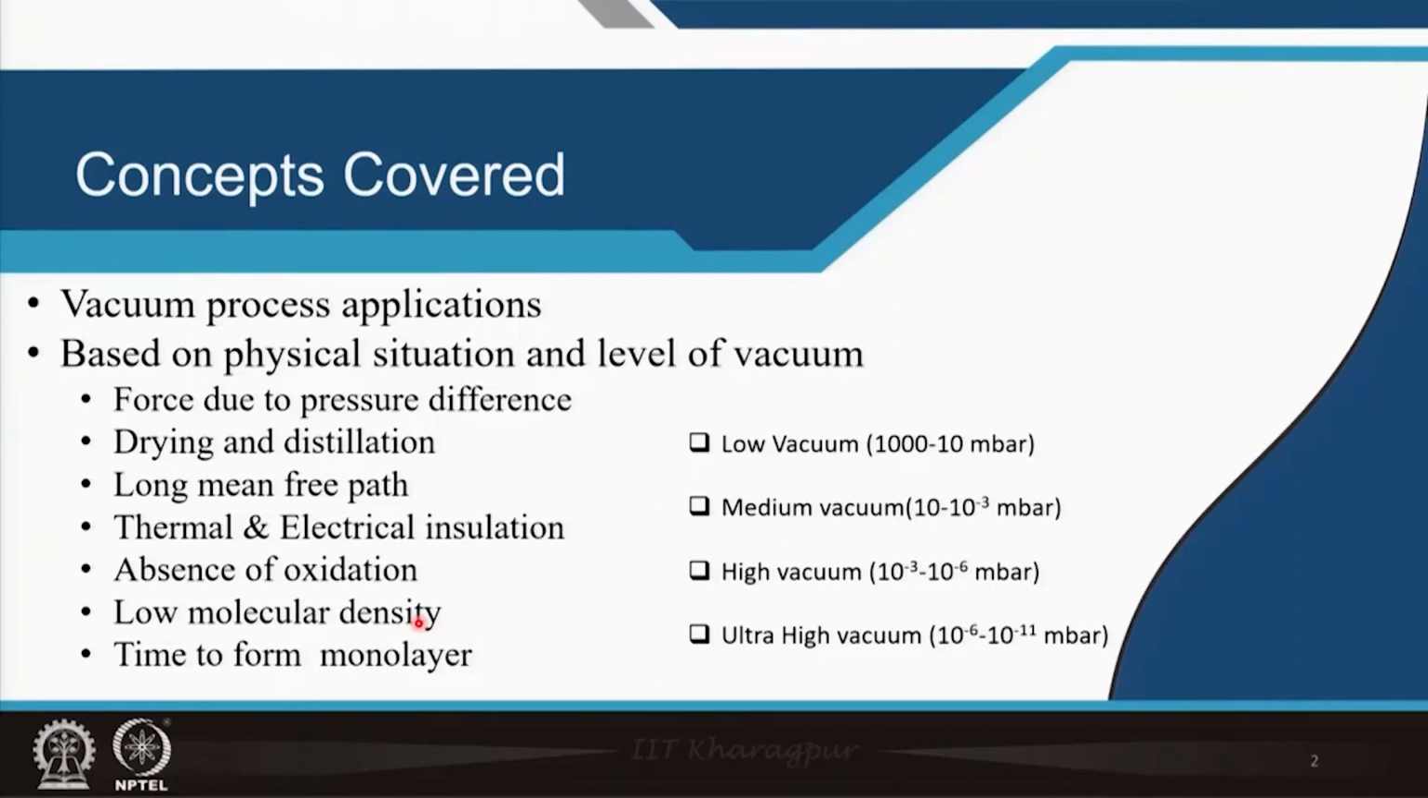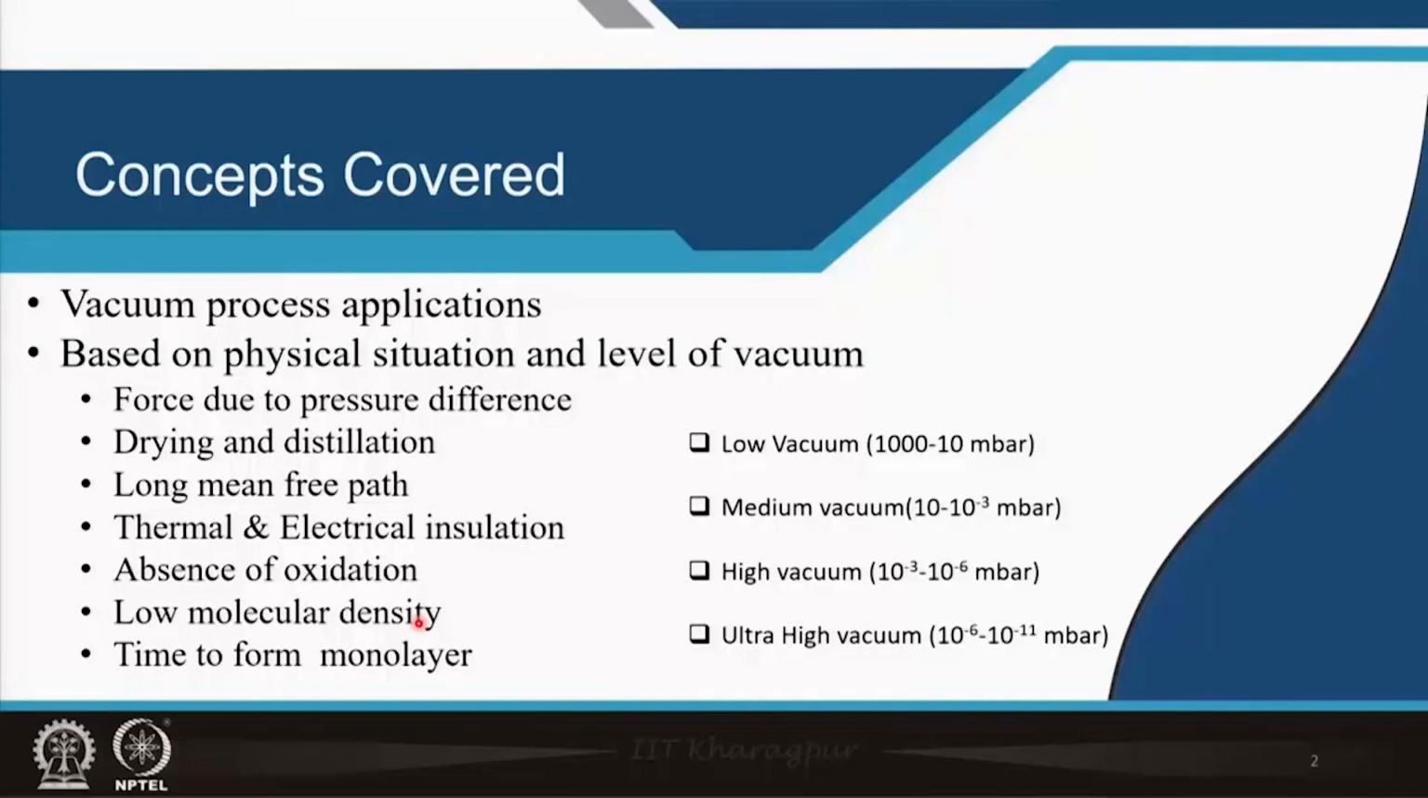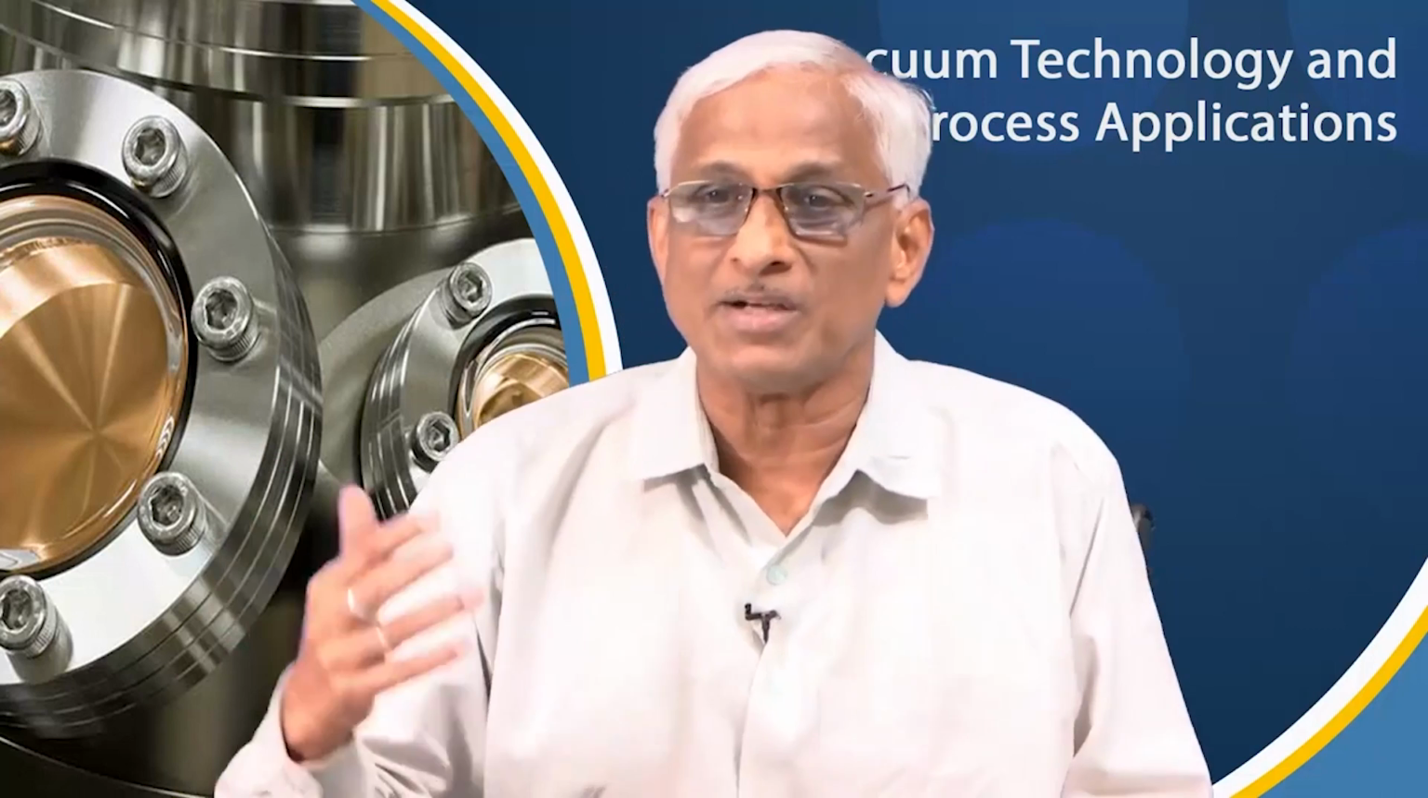Absence of oxidation, that is associated with high vacuum technology, and also low molecular density, and time to form monolayer will be still longer and longer, and very long mean free path, which is very important in particle accelerators, because your particle is not getting hit by anybody. Longer the mean free path means what? It will not hit anybody. That is ideal, so that your electric and magnetic fields are good enough to accelerate continuously for your nuclear fusion and fusion applications.